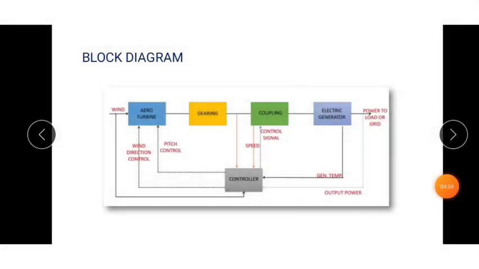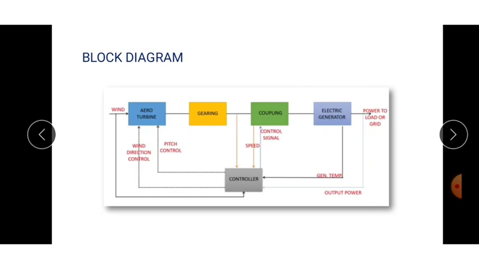This is the block diagram of a wind energy conversion system. It consists of aero turbine, gearing system, then it is coupled to an electric generator and a controller. Aero turbine and electric generator are connected through a single shaft. Aero turbine converts the kinetic energy of wind to mechanical energy.